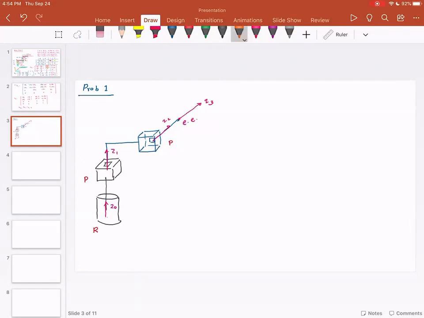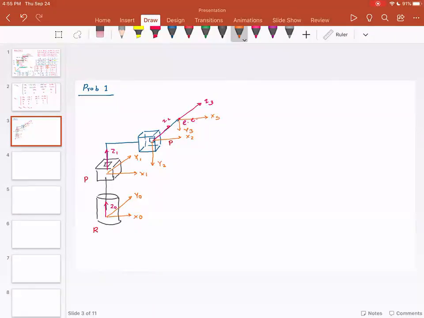Now I would add X0. I would add Y0. I would add X1. I would add Y1. Then I would add X2. And I would add Y2. And once again, I would add X3. And I would add Y3.